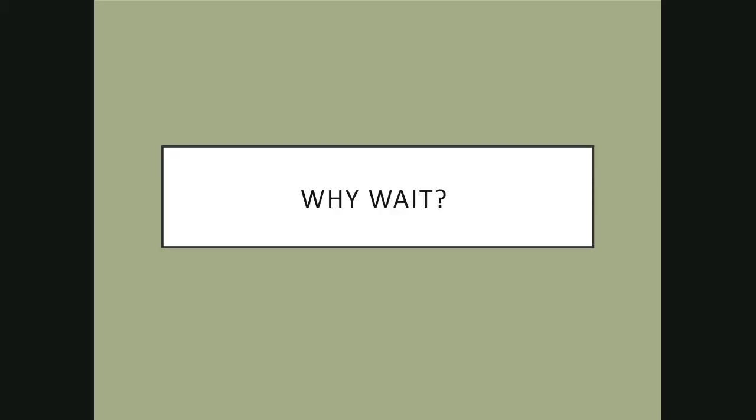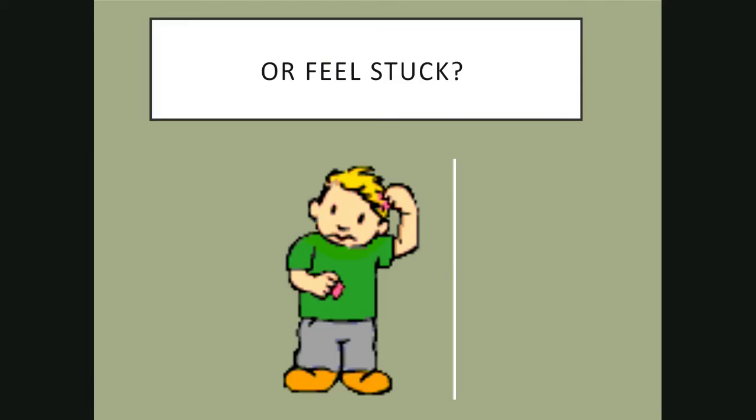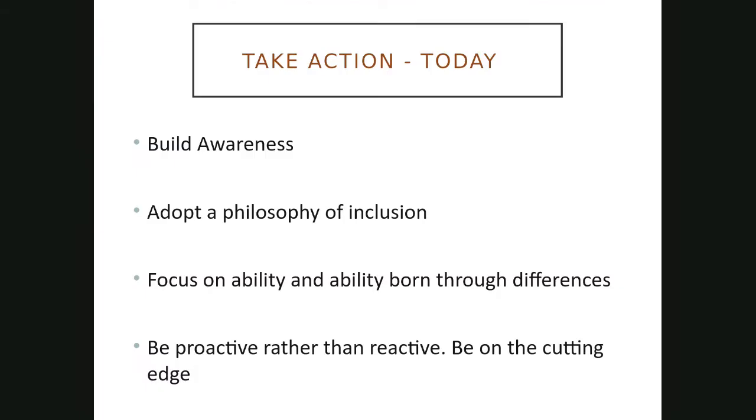So why should we have to wait, though, or feel stuck? Now, in this animation, the kid is pulling chewing gum out of his hair. We can take action today by building awareness, adopting a philosophy of inclusion, again, focusing on ability and ability born through differences, and being proactive rather than reactive, being on the cutting edge.